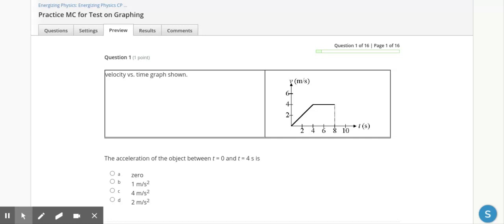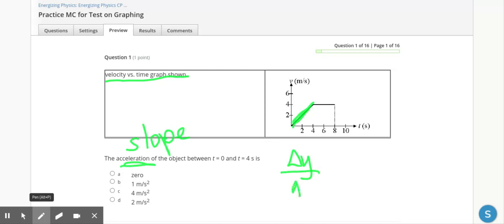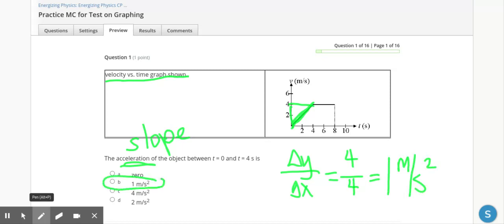All right, so here's the velocity versus time graph. Be very careful there. They want to know the acceleration, so that's going to be the slope between t equals 0 and t equals 4. What is the slope of that line? Well, our change in y over our change in x. Change in y, we go up 4, and our change in x, we go over 4. So we've got 1 meter per second squared. That's B.